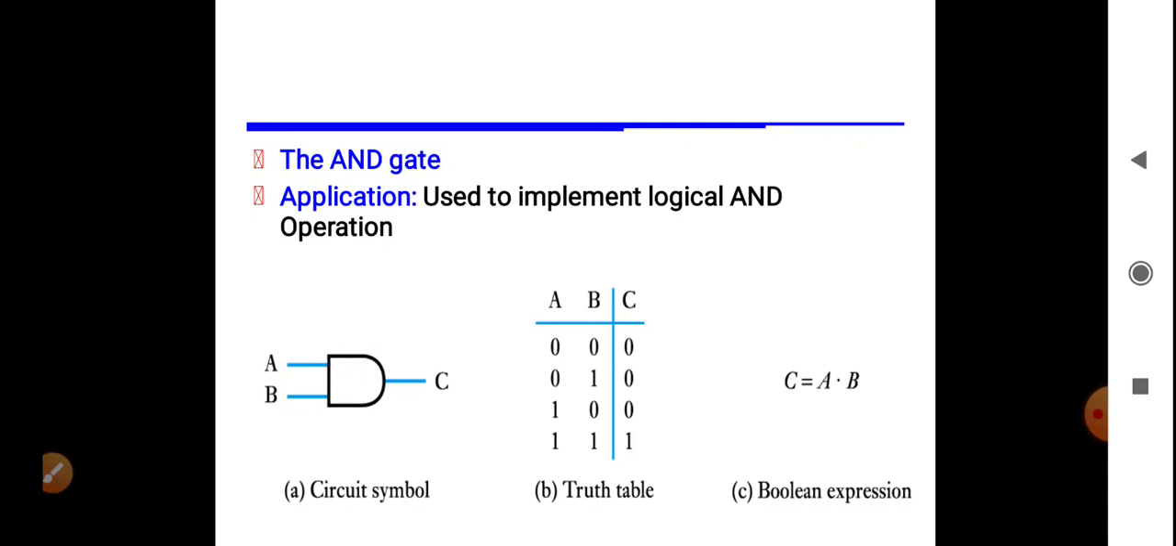So from this I can give a conclusion statement for an AND gate. If all the inputs of an AND gate are high, the output is high. If at least one of the inputs is low, the output is equivalent to low.